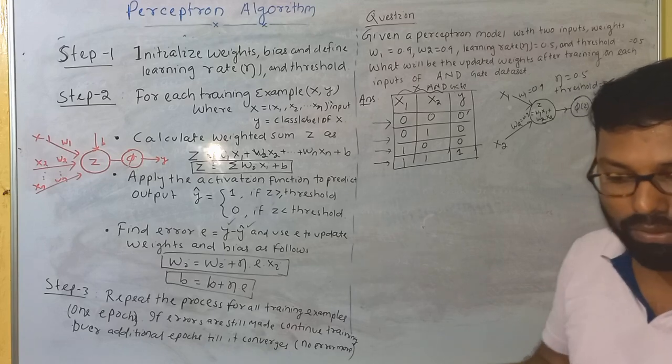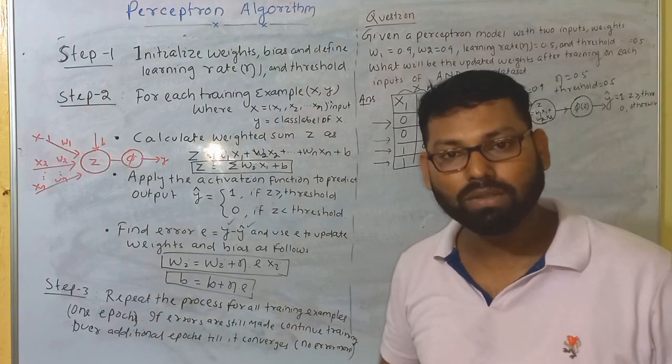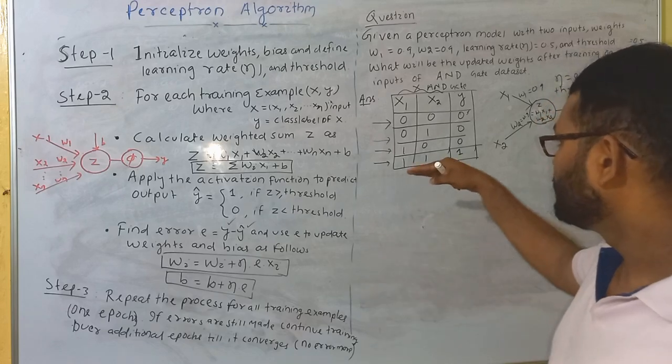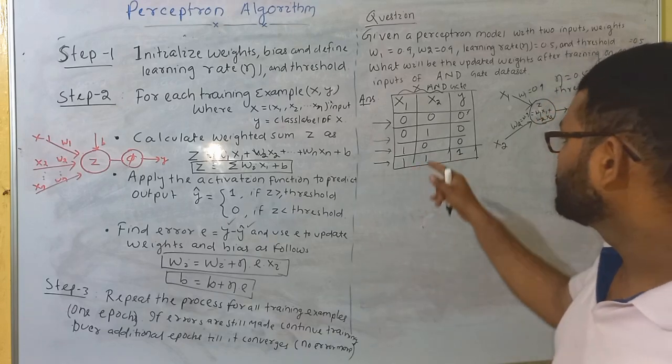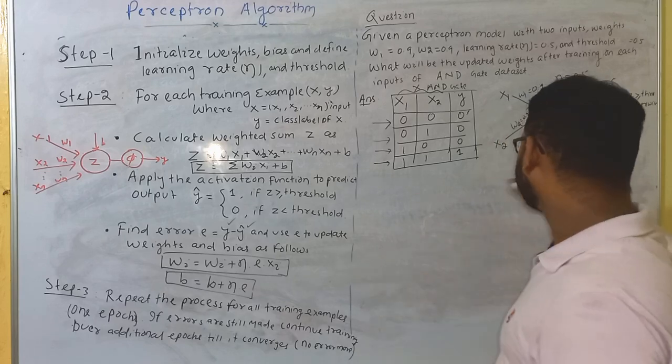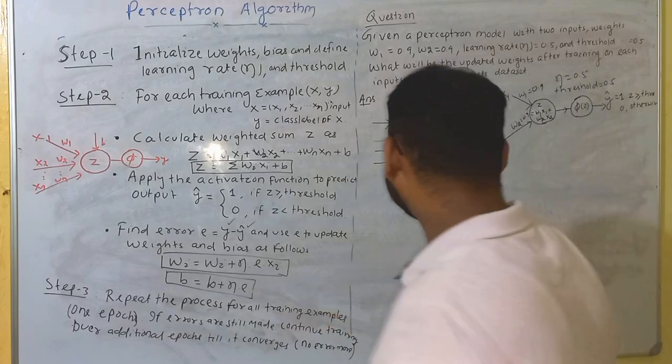Now the question is how can we use the perceptron algorithm to update the weights? There are two ways to do that. For each step you can do it, otherwise we can do it in a line. Step by step is better.